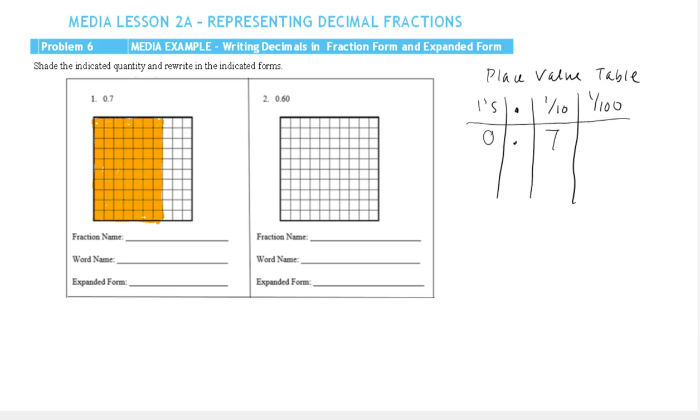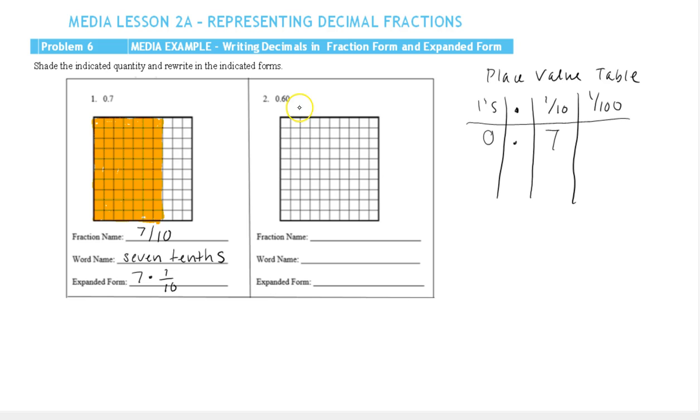So first let's write the fraction name. Well, that would be 7 out of 10. So you can also look at the decimal place value. 7 is in the tenths place, so it's 7/10 or 7 over 10. The word name, we'll write the word 7 and the place value, which is tenths. And in expanded form, we think of this as 7 copies or 7 times 1 over 10. Let's look at the next one.